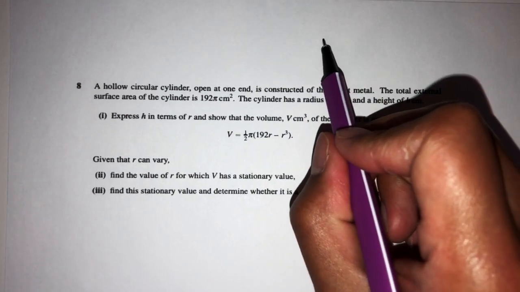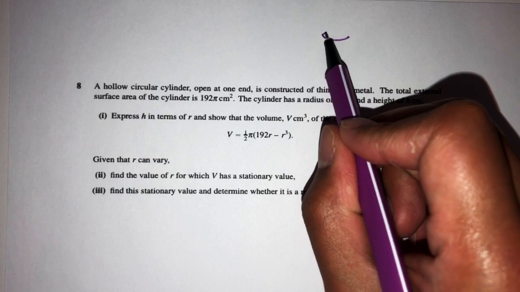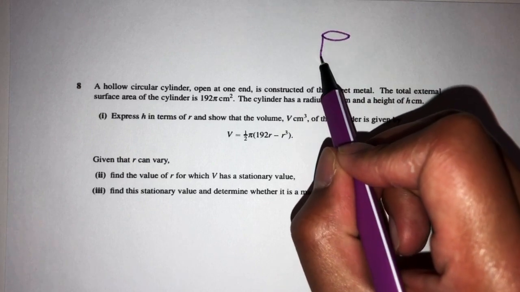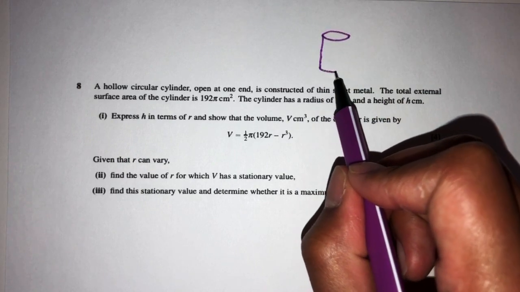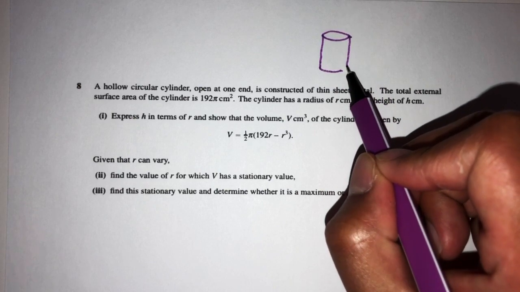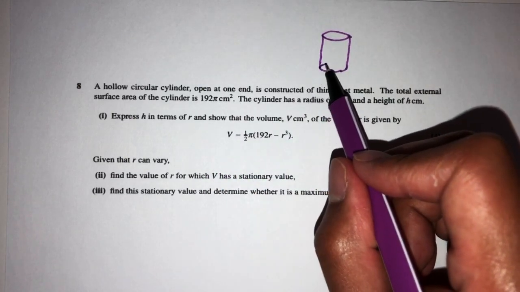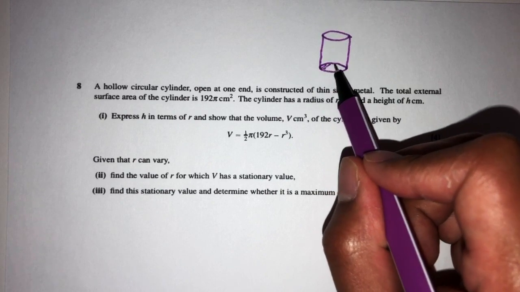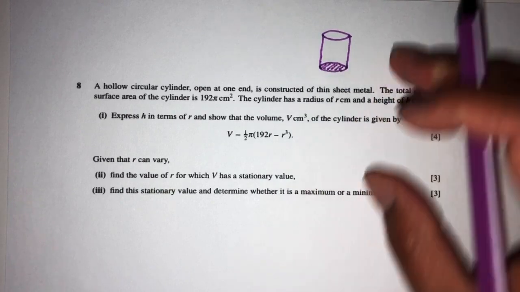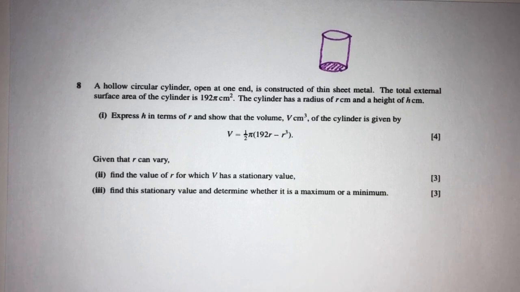So here we have a cylinder. On top it is open, and then at the bottom, I think it is closed, because it tells you here it is open at one end. So I guess here it is closed and open on top. This is the shape of a cylinder. We have to know this for math questions, unfortunately.